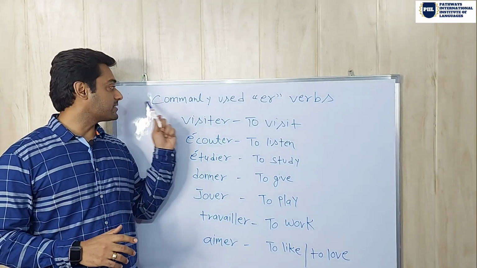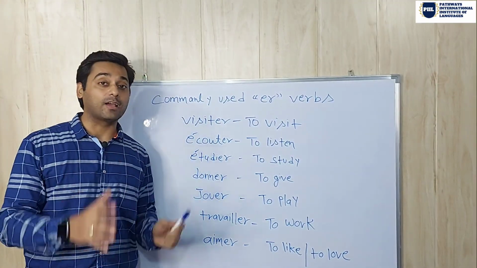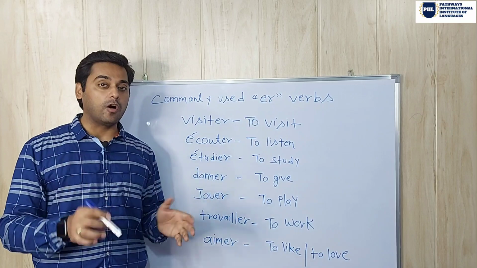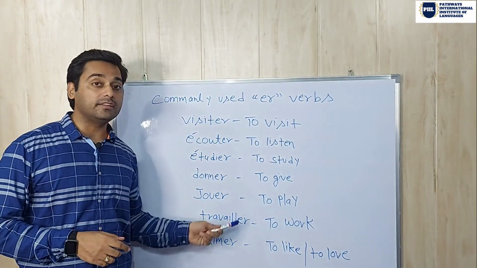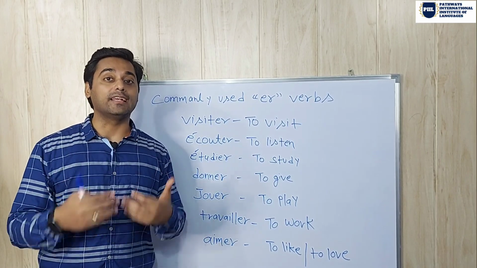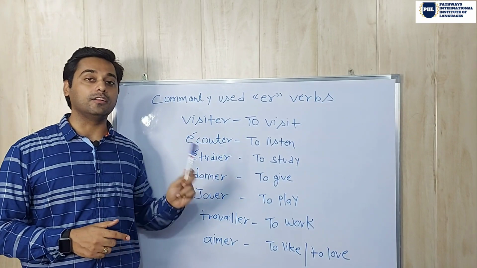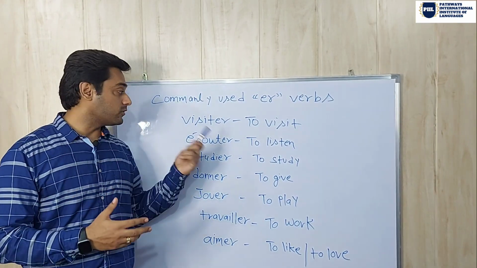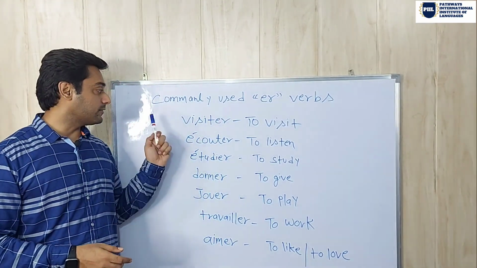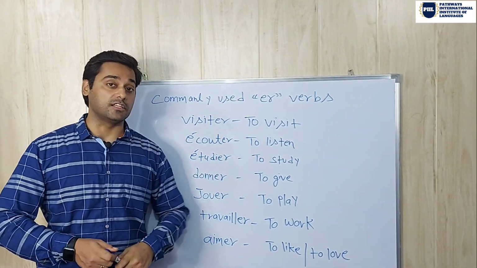Now, here we have some commonly used ER verbs. These are all regular ER ending verbs. Now, you can easily conjugate all these verbs. Why? Because right now you know how to conjugate regular ER ending verbs. You know the rule. So you can easily conjugate all these verbs. Now, let's pronounce these verbs one by one. The first verb is visiter. Visiter means to visit.